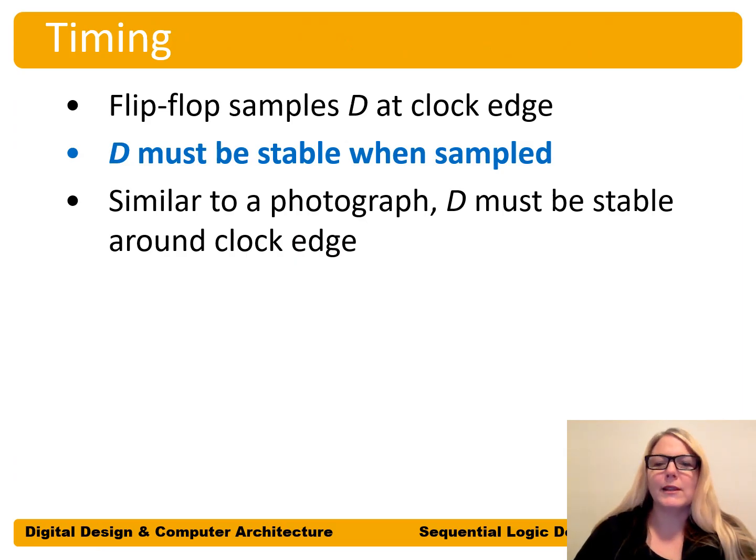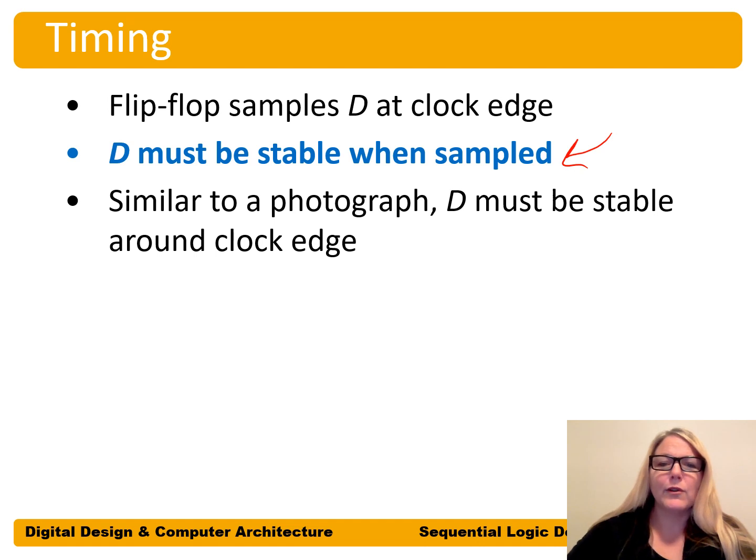So let's talk about timing. We've talked about timing of combinational circuits. Timing of sequential circuits is tied to the timing of a D flip-flop. So one of the main stipulations is that D, the input to a flip-flop, has to be stable when it's sampled. Otherwise, we're going to get either a value that's not valid or a longer delay.